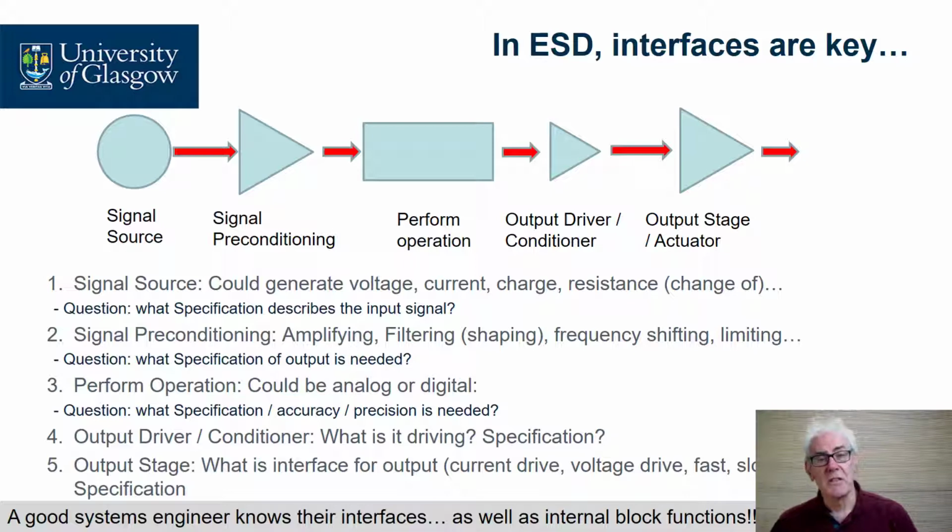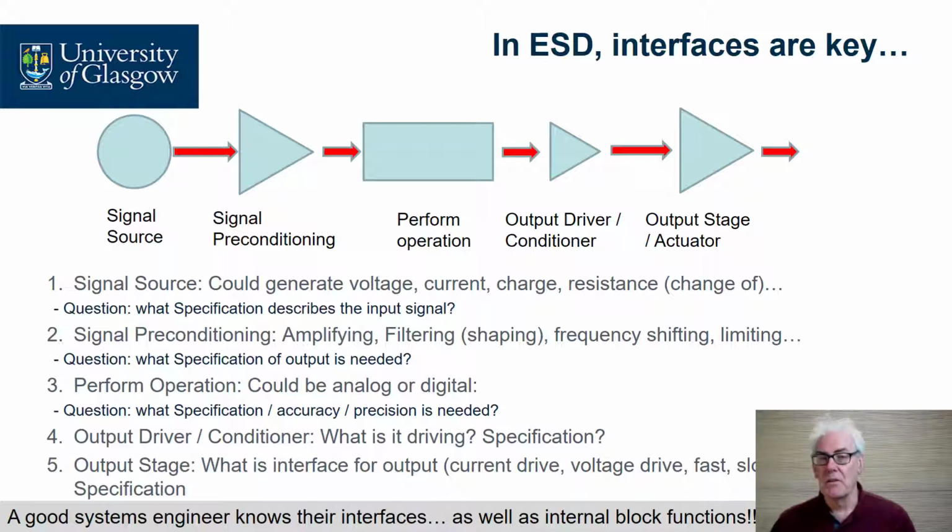The starting source is the signal source. The signal may be a voltage, a current. It could be a change of voltage or current. It could be a resistance. And the key question here is what specification describes the input signal? What do you need to know about it to do your design?